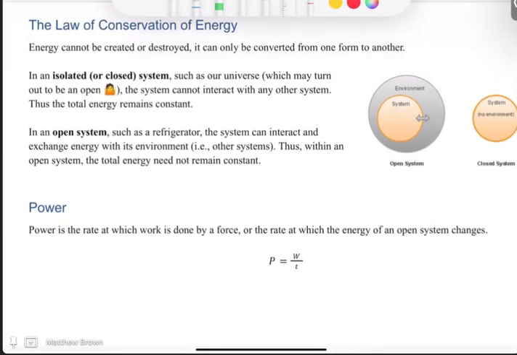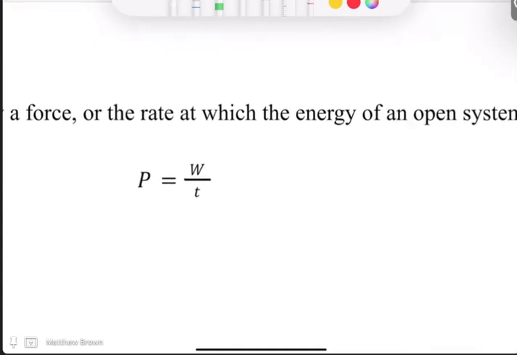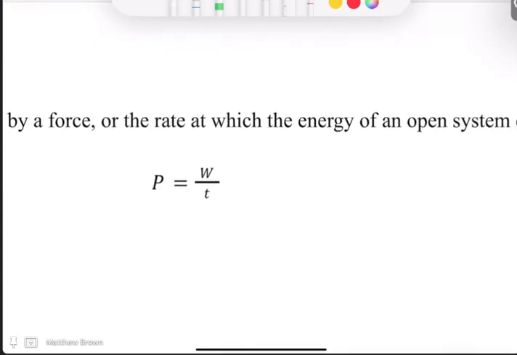Finally, power is the rate at which work is done by a force or the rate at which energy of an open system changes. So we just define power as, in this case, the W here would be work.